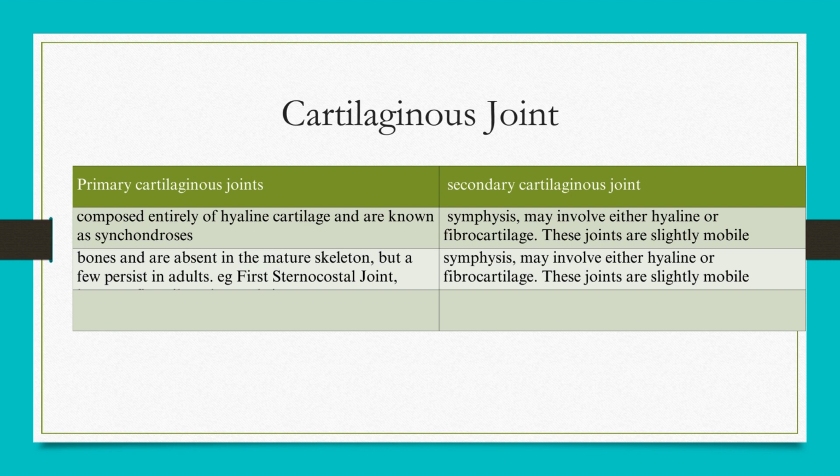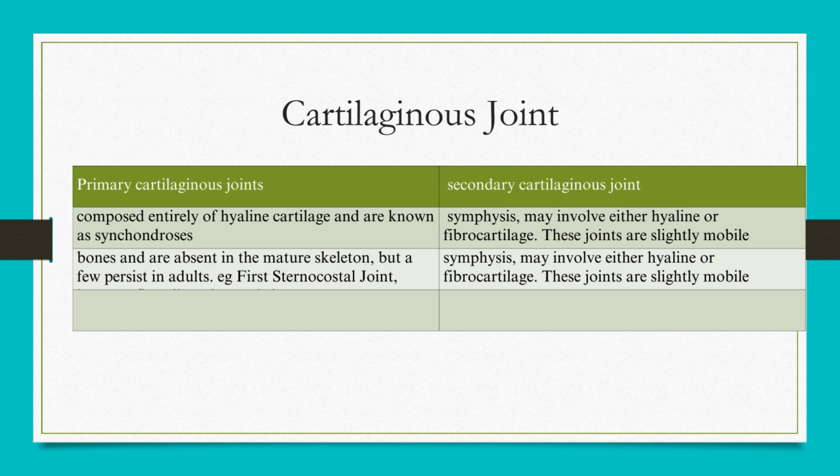An example of a primary cartilaginous joint is the epiphyseal plate located at the ends of long bones, where hyaline cartilage separates the epiphysis from the diaphysis. Over time, as bone growth ceases, synchondroses typically ossify and are replaced by bone tissue, leading to the closure of the growth plate. Secondary cartilaginous joints, also known as symphyses, are joints where the bones are connected by fibrocartilage.